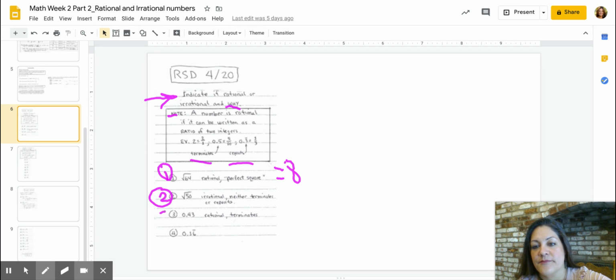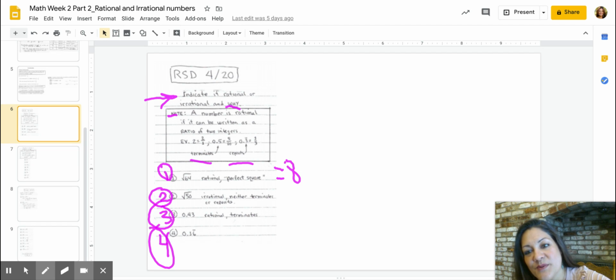Number 3. 0.43 or 43/100 is how we would read that. It is rational. We can write that as 43/100 and it terminates. Okay, so it doesn't go beyond 0.43. And number 4.